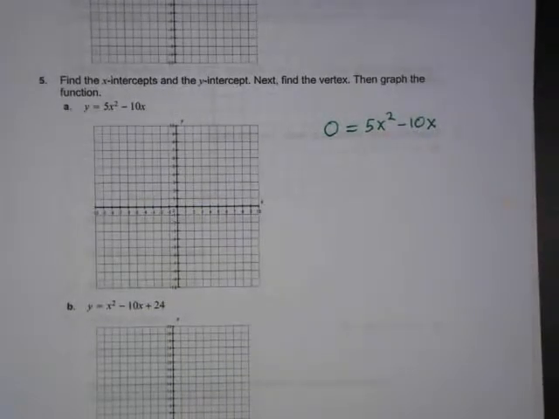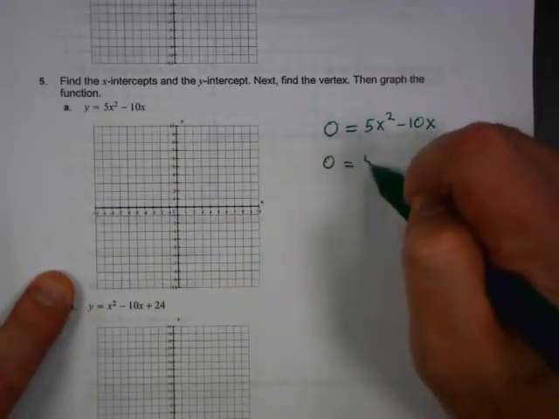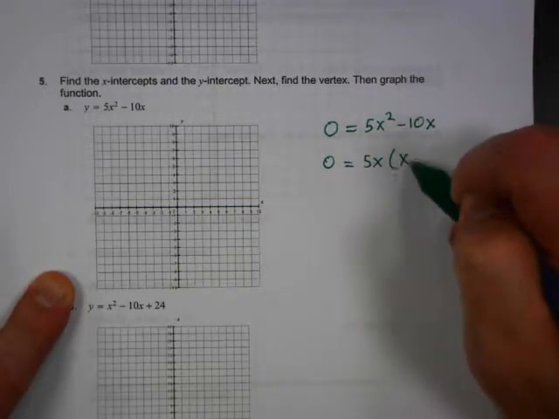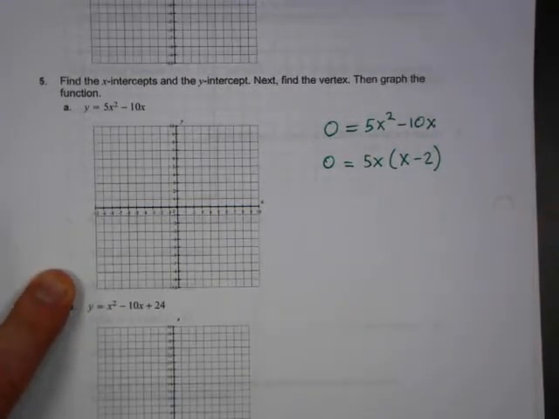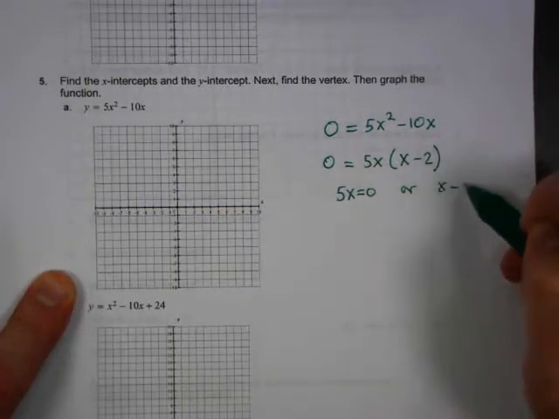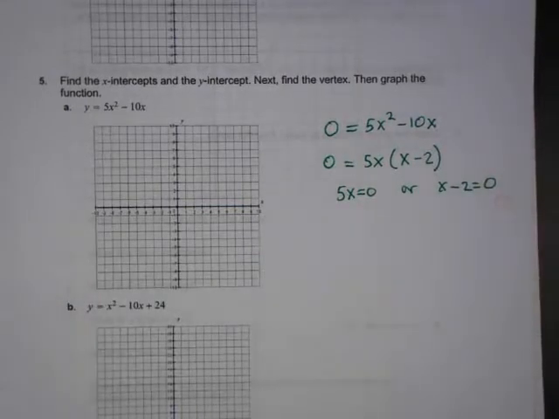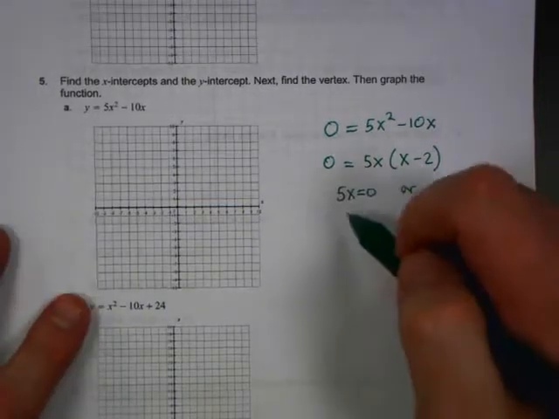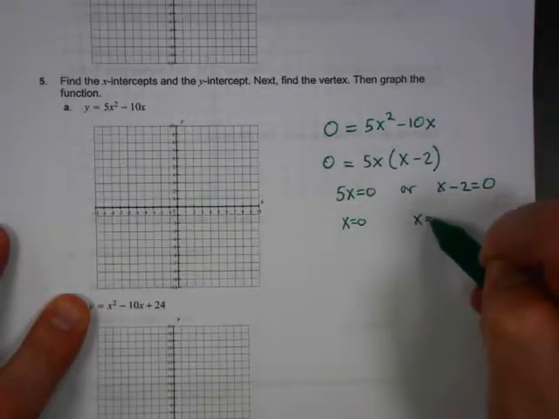So we're going to have 0 equals 5x squared minus 10x. How would you solve that equation? Factor it. How would you factor it? Take a GCF of 5x. Excellent. 0 equals 5x times x minus 2. That's going to give me 5x equals 0 or x minus 2 equals 0. What do I get for my two answers? 0 and 2. x equals 0, x equals 2.